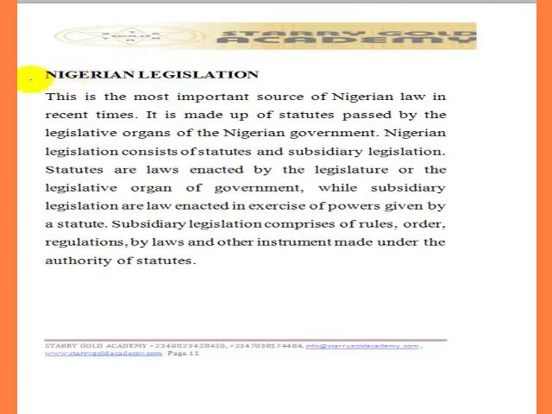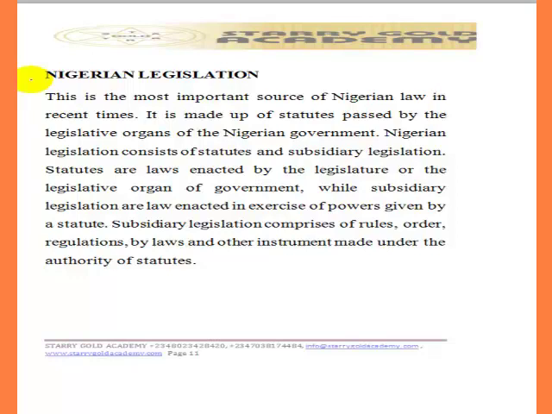Let us look at Nigerian legislation. So we are finished with the received English law. This is another important source of Nigerian law, so it is also part of the primary sources. So we have Nigerian legislation. Nigerian legislation means law passed by our lawmakers.